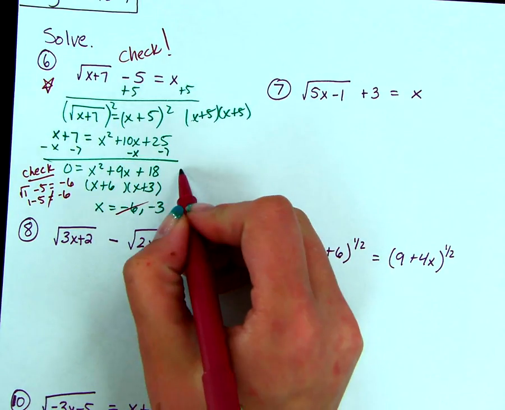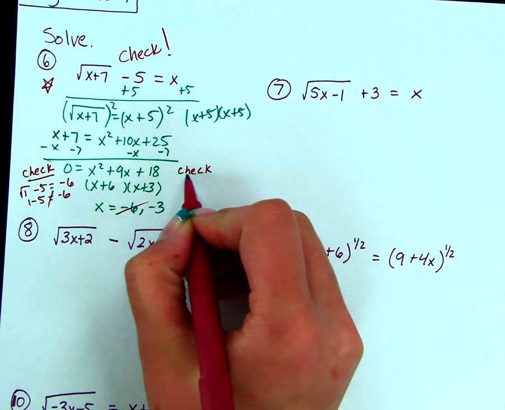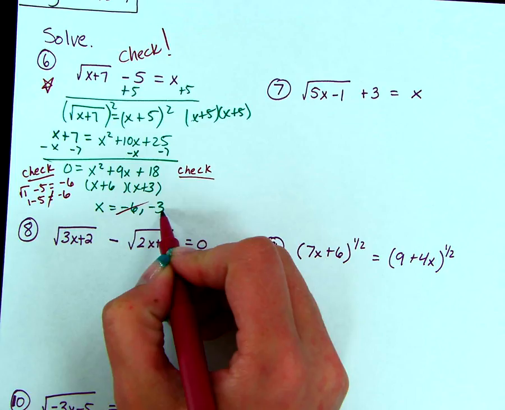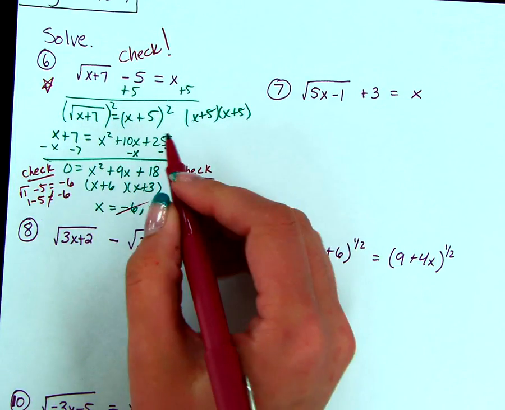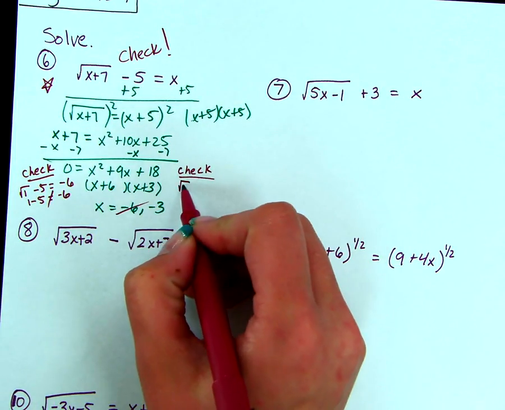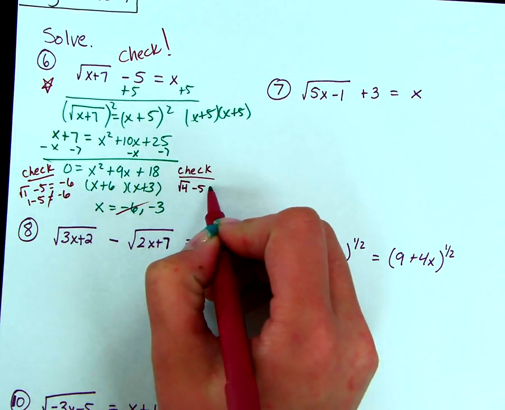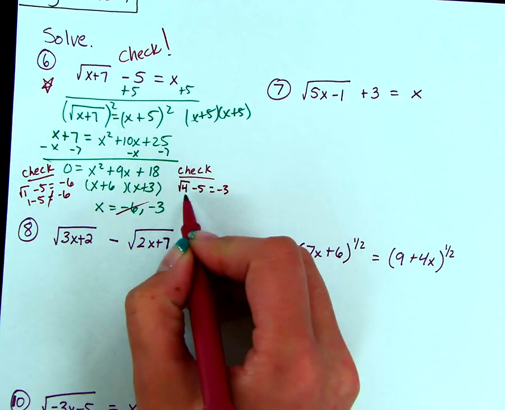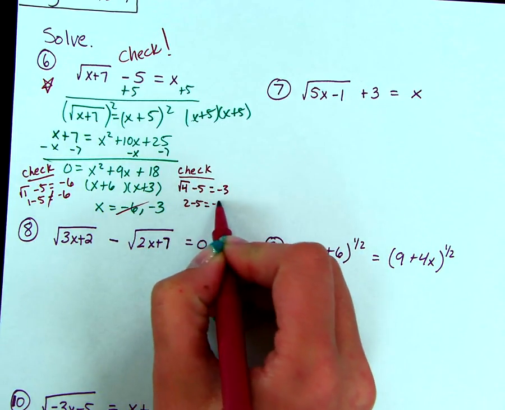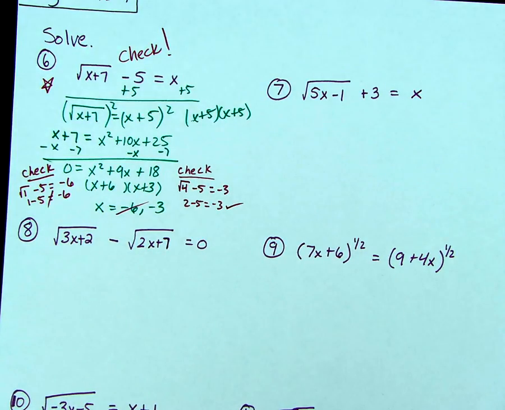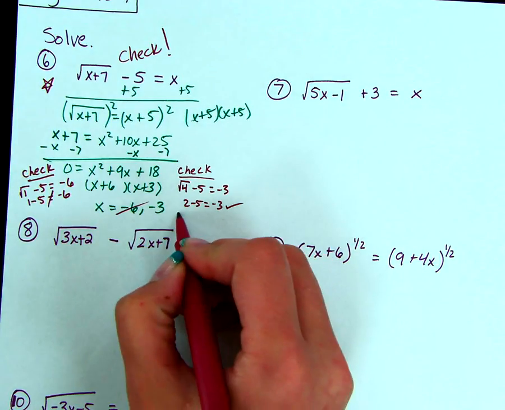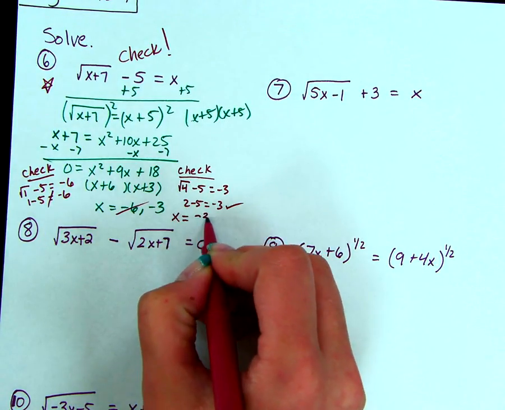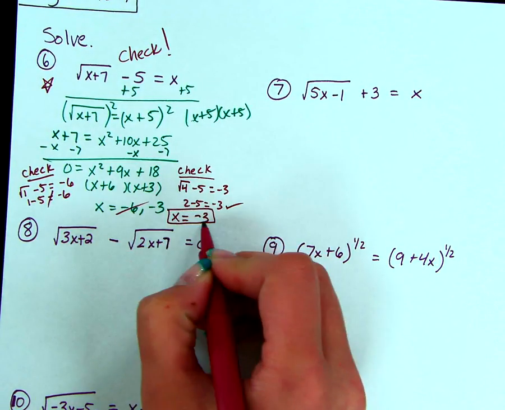We need to check the other one, so I'm going to write another check here. Again, we're going to plug negative 3 in for both of our x's. Negative 3 plus 7 is going to give us the square root of 4 minus 5, and then equals negative 3. So we have 2 minus 5 equals negative 3, which is a true statement. That means x equals negative 3 is our only answer for this problem.